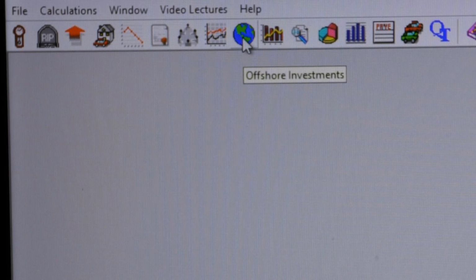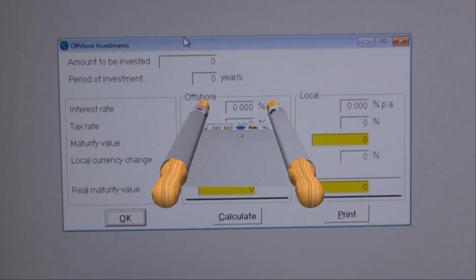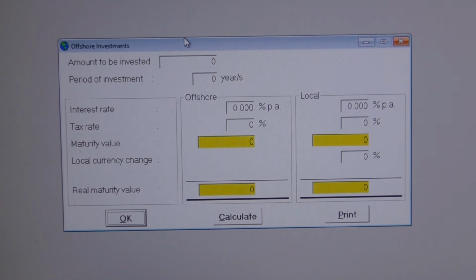This icon opens a calculator to compare offshore and local investment returns. Local rates of return may be higher than offshore rates, but what about the exchange rate variations over a period of a few years? Let's consider investing R1 million offshore compared to investing R1 million locally. The term of the investment is 5 years. Let's assume a foreign interest rate of 1% and a local rate of 3%. And let's assume we expect the rand to lose 10% of its value a year. Let's also assume we will be paying tax on the returns from both investments at a 30% tax rate.